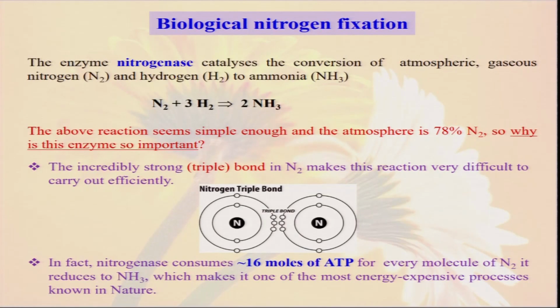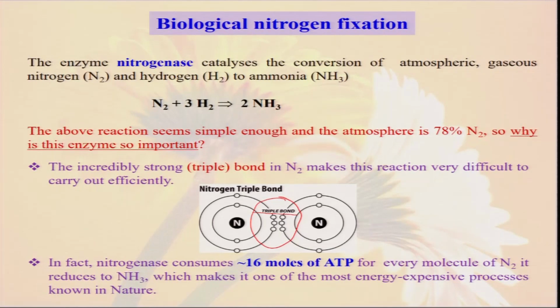So, biological nitrogen fixation is the conversion of atmospheric nitrogen and hydrogen to ammonia. By looking, it is very much simple, 1 nitrogen and 3 hydrogen making 2 molecules of ammonia. And 78% nitrogen is present in the atmosphere, but the process is not so easy, because this nitrogen gas has a triple bond, 2 nitrogen atoms joined together by a triple bond, and this is a very strong bond. This bond is not easy to break to make nitrogen into ammonia.